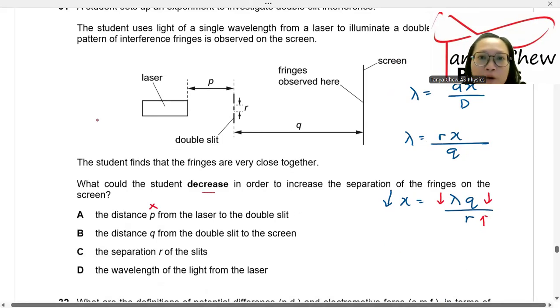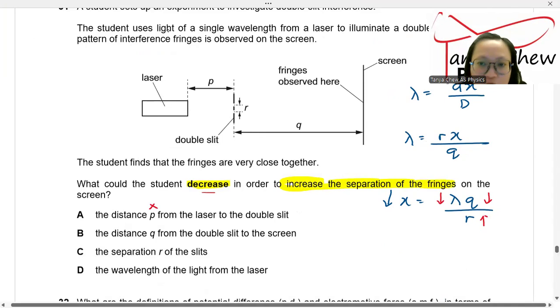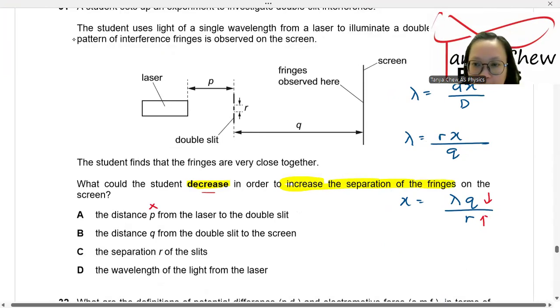Could the student? Oh, I want to increase the separation. So sorry. Yeah, to increase the separation. I want to decrease something, but I want to increase the separation of the fringe. Okay, let us see. Erase this. I want to increase the separation. So sorry.